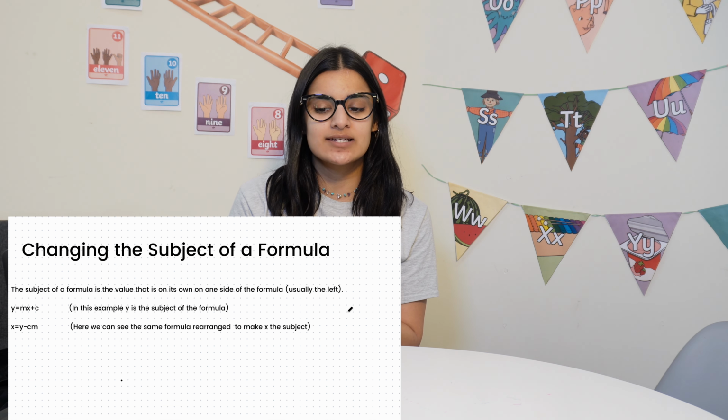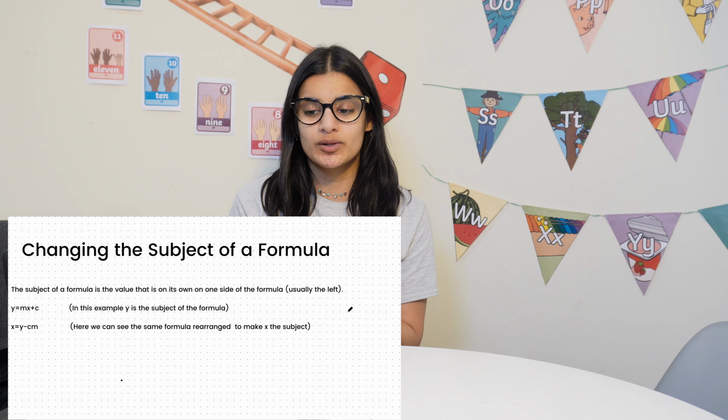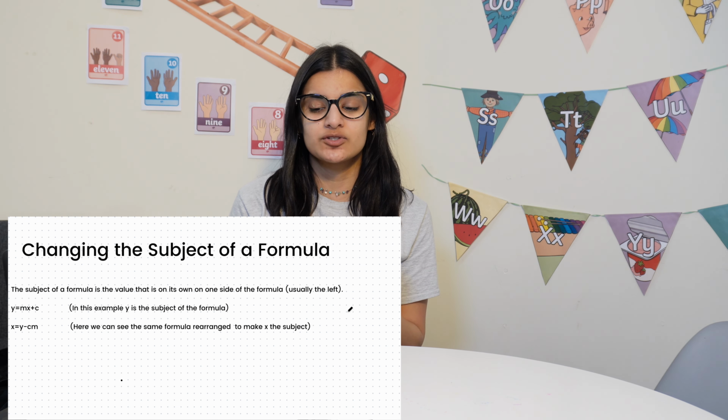And below we have x equals y minus c over m. And here we can see the same formula rearranged to make x the subject. All right, so we see it is the isolated term that is our subject of the formula. Now, when we are rearranging a formula, we are going to be given an equation and we'll be asked to make a term the subject.